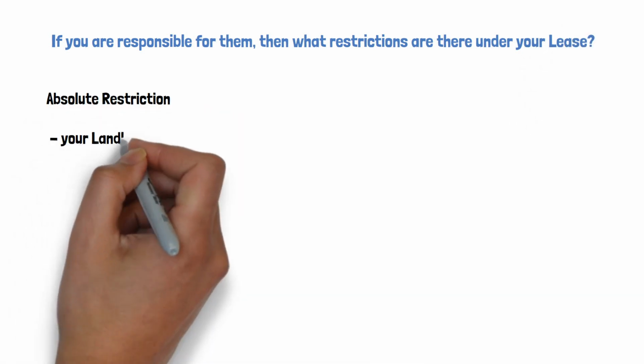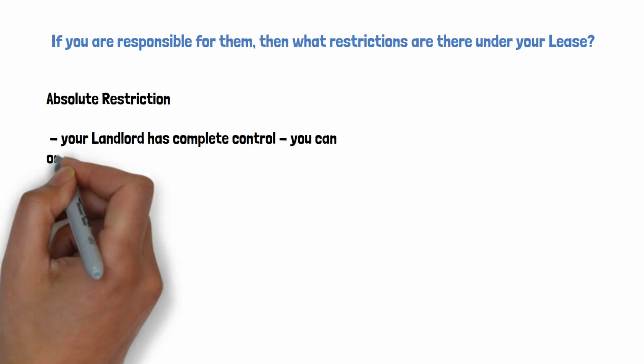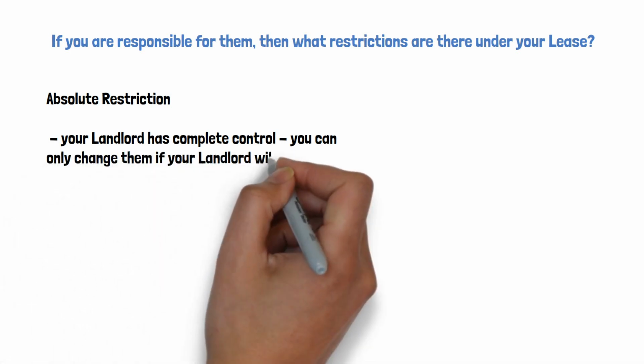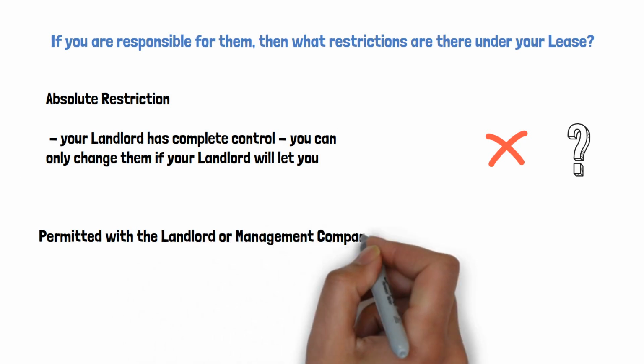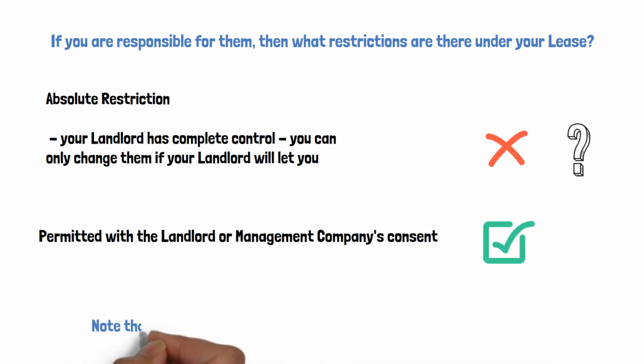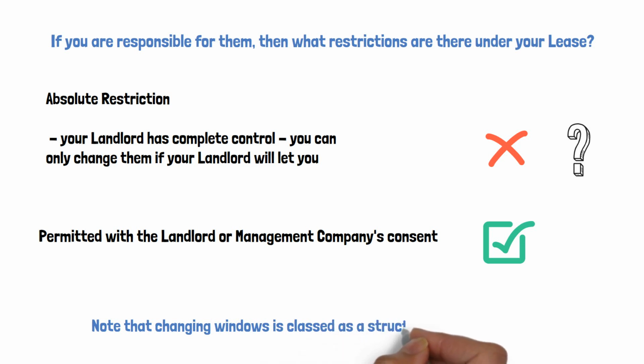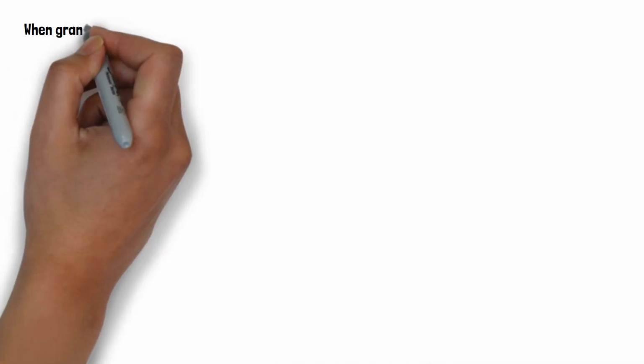Absolute restriction. Your landlord has complete control. You can only change them if your landlord will let you. Permitted with the landlord or management company's consent. Note that changing windows is classed as a structural alteration.